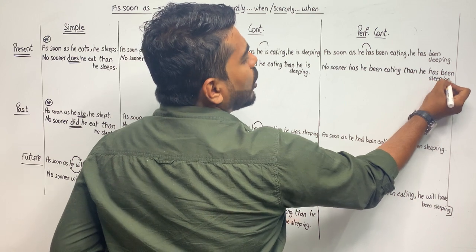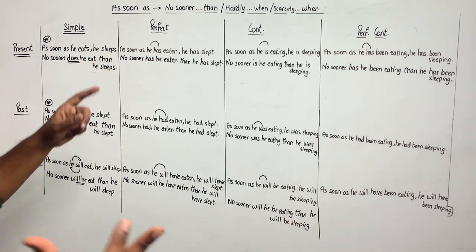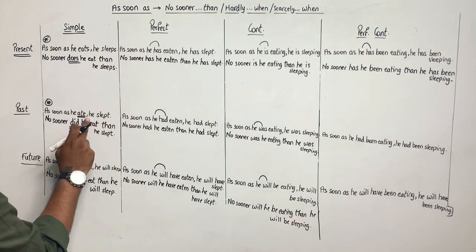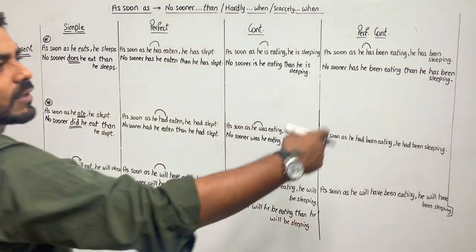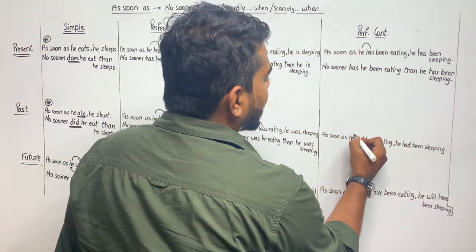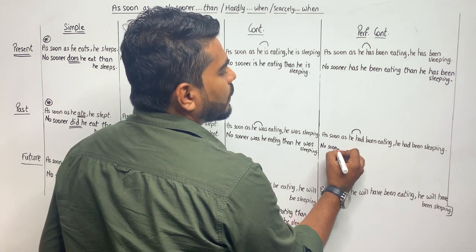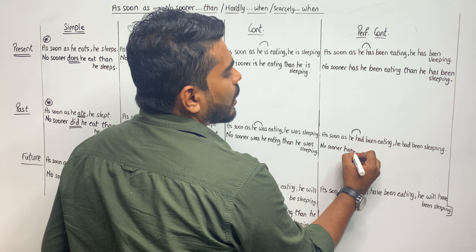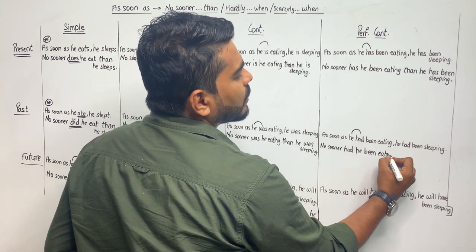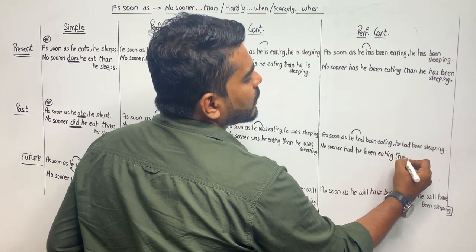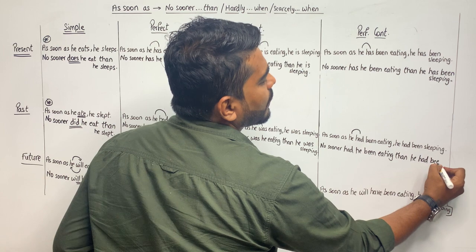Now, if you see in all the sentences, the part of the sentence that is after the comma does not change. He sleeps remains he sleeps. He slept remained he slept. He will sleep, and so forth. Okay? The next one. He had becomes had he. No sooner had he been eating than he had been sleeping.